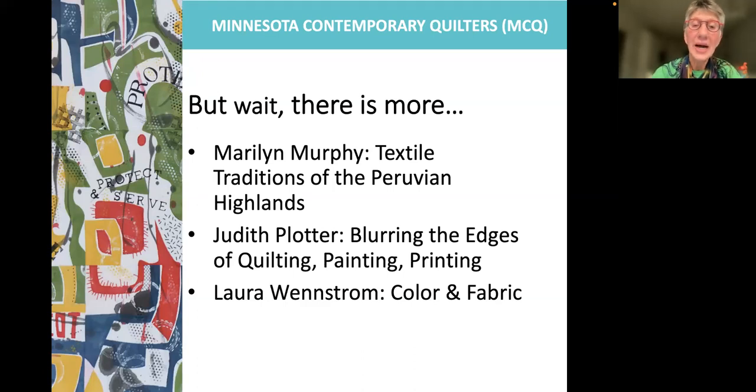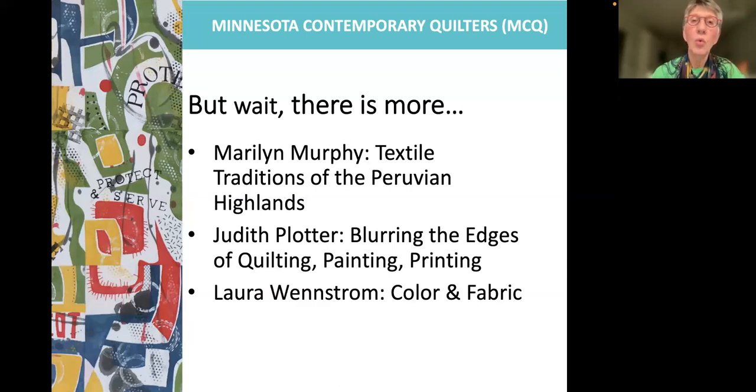Then we have Judith Plotner, and I wanted to include this one just because of the title of her presentation, Blurring the Edges of Quilting, Painting, and Printing. By trade, she is a painter and a printmaker, so what she's doing with her art is incorporating that into her quilting.